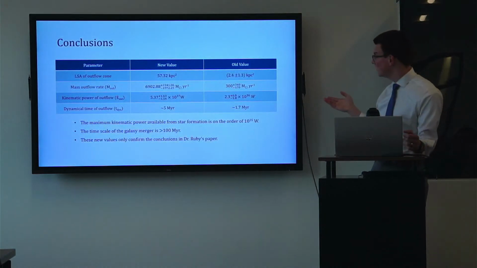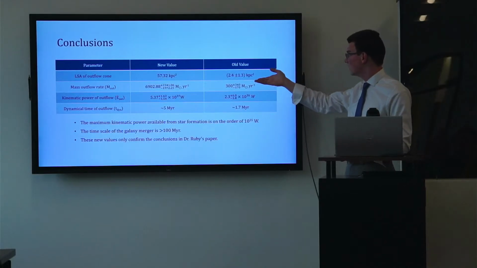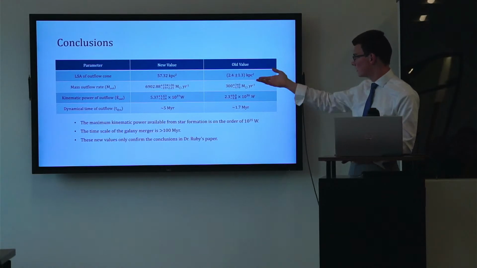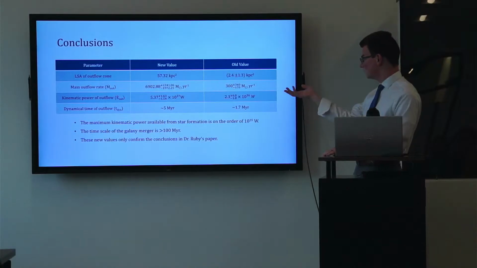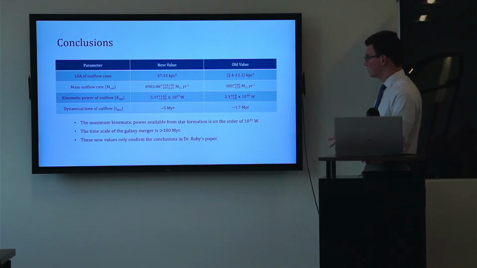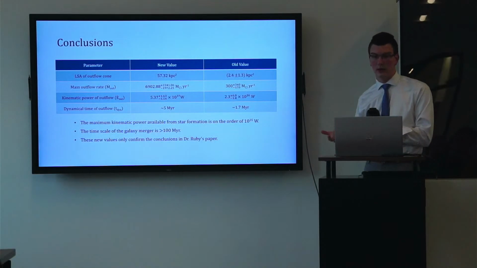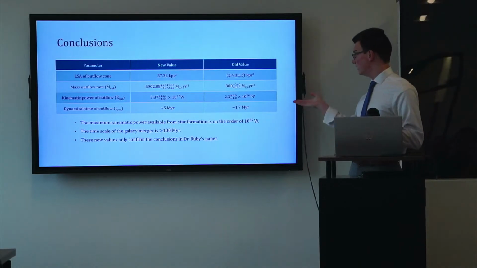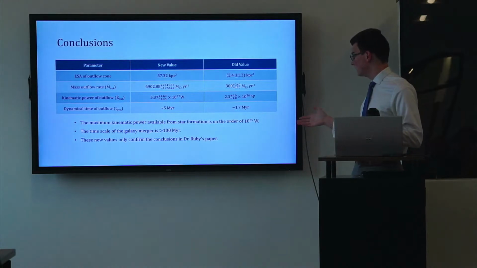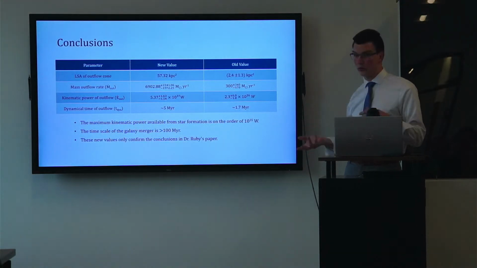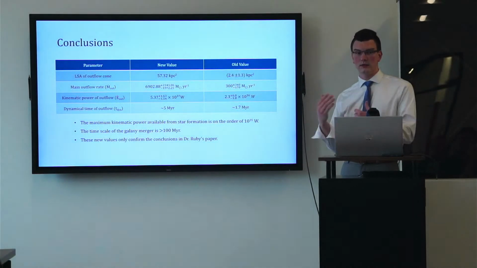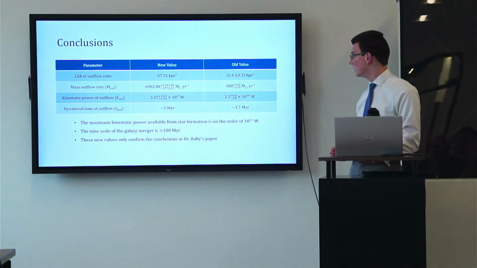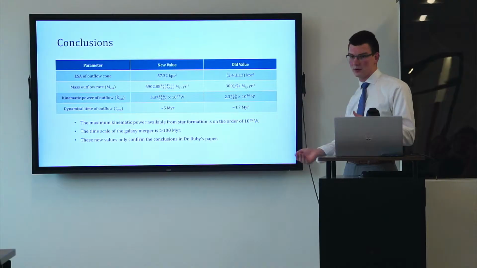But comparing these, you can see the value for the laminar surface area is much larger, therefore the mass outflow rate is also much larger, and kinematic power, again, an order of magnitude larger. So the conclusion that Dr. Ruby came to in his paper with the kinematic power of the outflow is the value he got was already an order of magnitude larger than the available power from star formation. So he concluded that this outflow is indeed powered by the AGN and not by star formation. And my value being, again, an order of magnitude larger only confirms that.